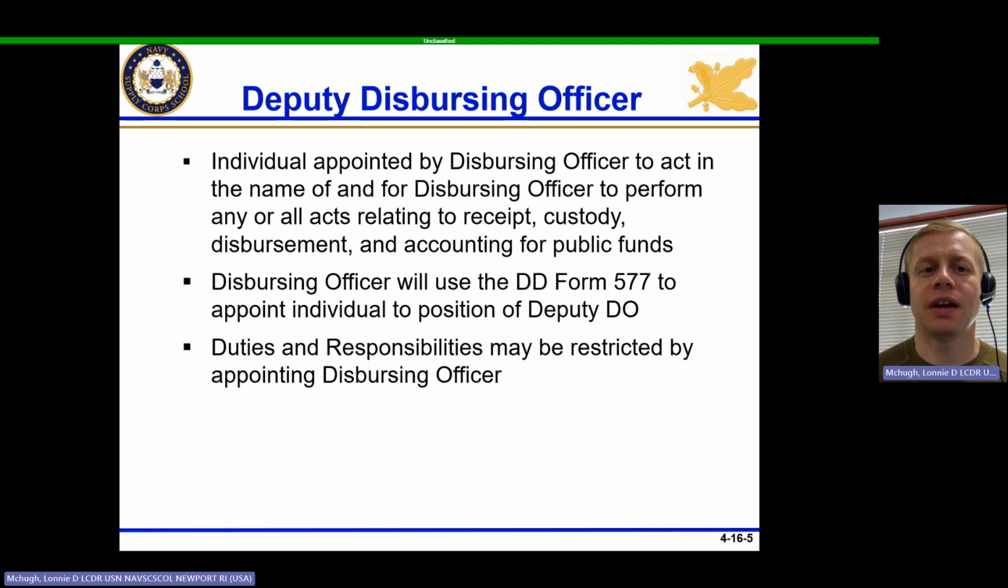The duties and responsibilities of the deputy can be restricted by the disbursing officer. And that could be done because the disbursing officer maybe doesn't want the deputy to do certain functions, or maybe they don't have a level of comfort or a system of controls in place to make sure that theft isn't a possibility. For example, on my ship, I had a deputy, and my deputy's only capabilities were to manage Navy Cash. So they were able to reset individuals' PINs on their cards or reissue a card or troubleshoot, but they could not issue cash or checks.